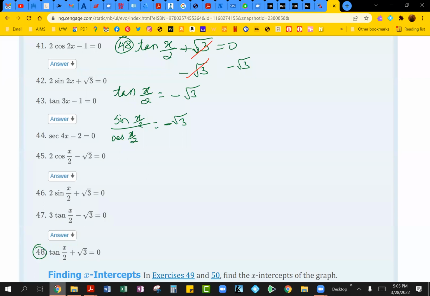So for which angle measurement are you going to end up getting negative square root of 3?